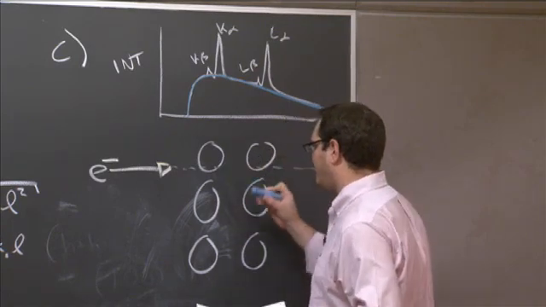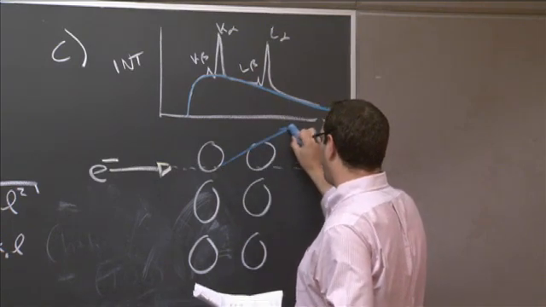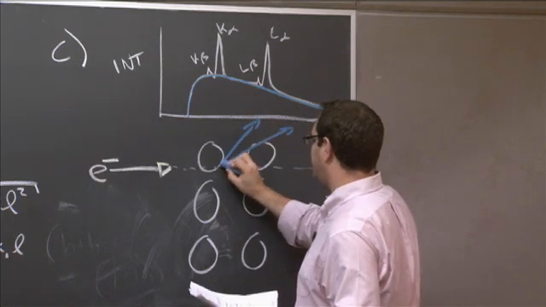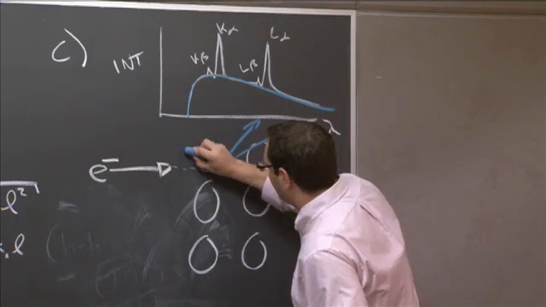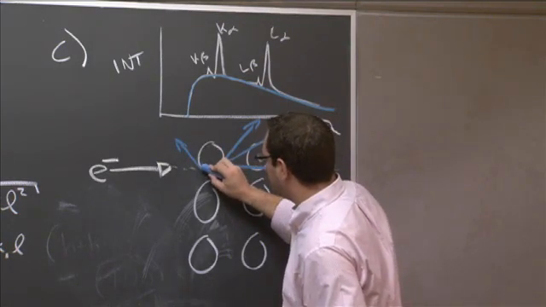Let me draw the following path in blue. So it can go off like this. It could actually go straight through without being deflected at all. It could actually be reflected back, okay, like this.